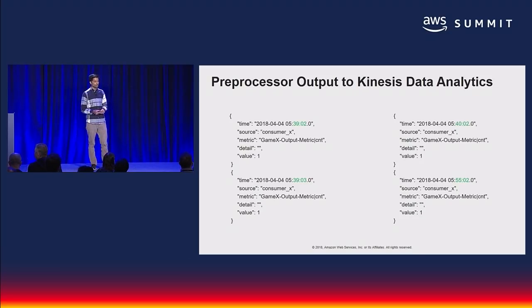So what you see there is the time as its own key value. Then the source, the metric, which is the output that we care about. The detail in this case doesn't matter, but if people wanted to add other details to aggregate by, they could do that. And then the actual value for that particular row. So in this case, the value was 1.